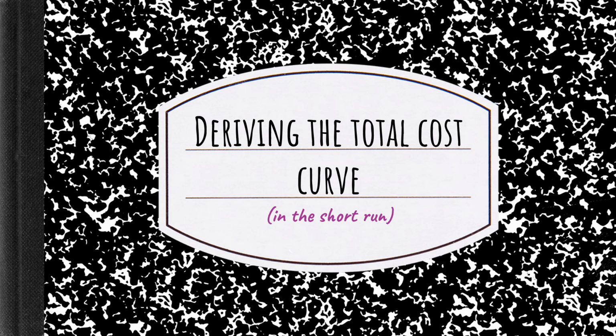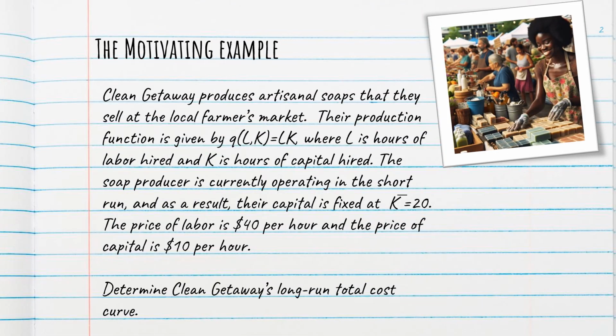In this short video, we're going to learn how to derive the total cost curve when we're in the short run. So let's imagine that Clean Getaway produces artisanal soaps that they sell at the local farmer's market. Their production function is given by Q equals L times K, where L is hours of labor hired and K is hours of capital hired.